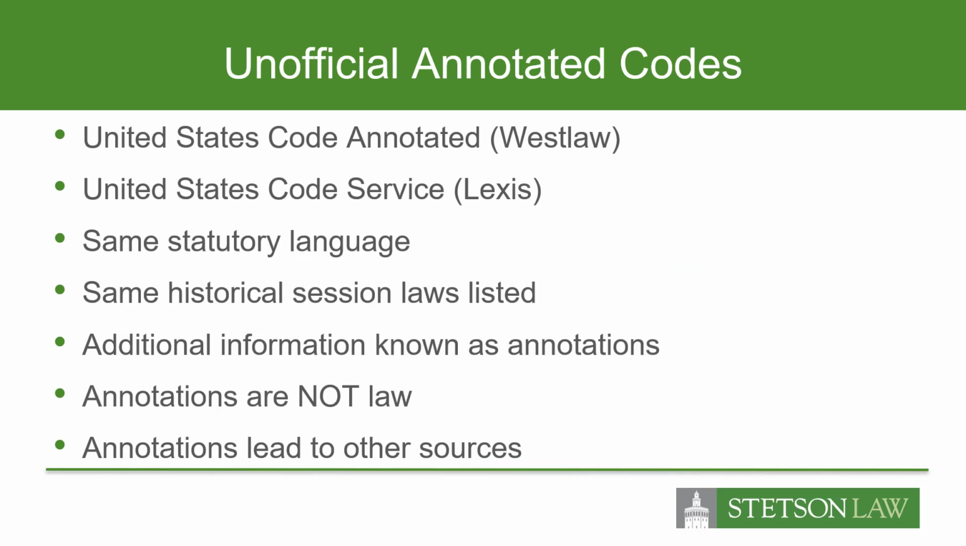Now, throughout this video, I have talked about the official United States Code, but there are also unofficial annotated codes. There is one called the United States Code Annotated, published by Westlaw, and there is another one called the United States Code Service, which is published by Lexis. You can find these both in print and online. They have the exact same statutory language as the United States Code, so that doesn't differ. They also have the same historical session laws listed in a history note at the end of the statute. So those two portions are exactly the same as the official United States Code.